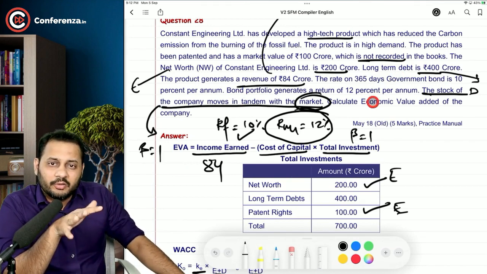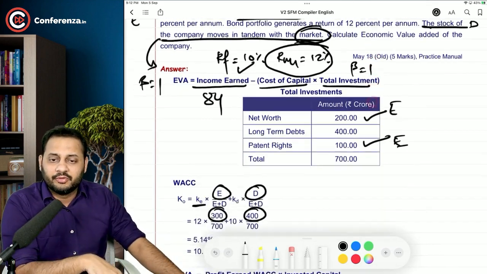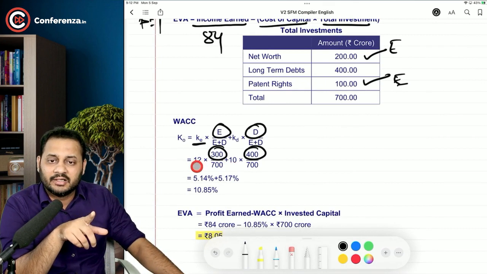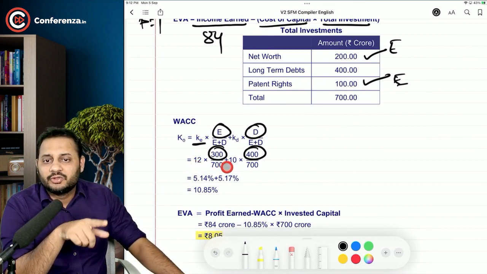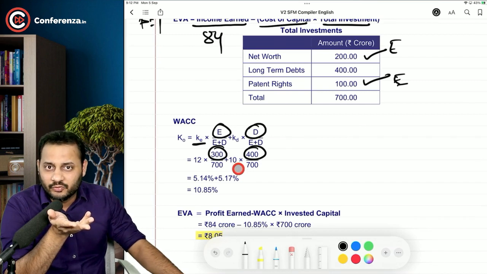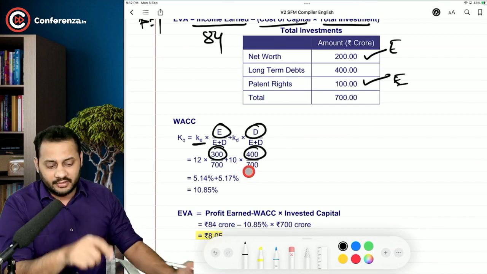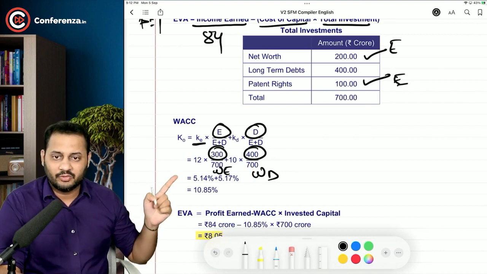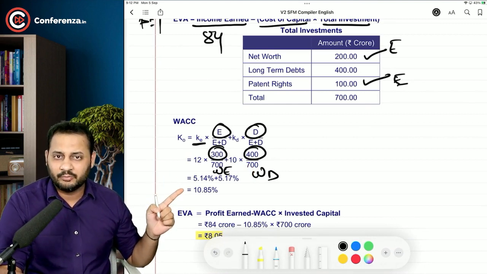But no other options are there in this question for you. So you will have to assume the bond rate or the debt rate as 10% and the market rate as 12%. So 10% without tax. So we are not deducting the tax here. Otherwise we would have 400 by 700. It's very simple. This is the weight of the debt and this is the weight of the equity. So we calculated the weighted average cost of capital at 10.85%.